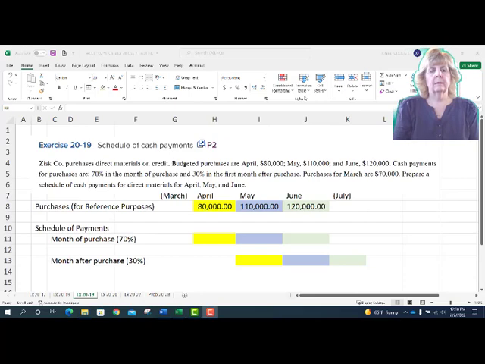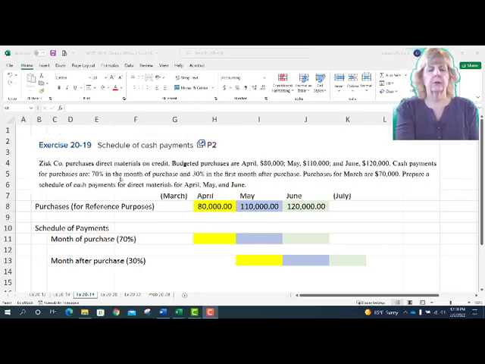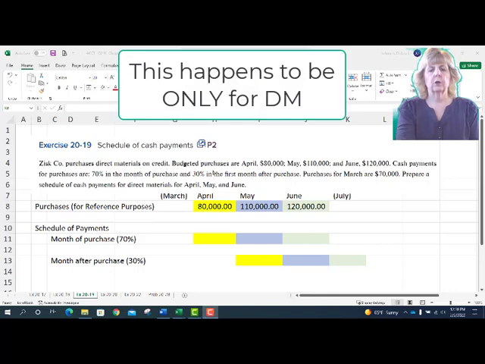Along the same lines is a schedule of cash payments. The goal is to schedule out the timing of the cash payments, and once again, this supports a line item on the cash budget that we started off the day with. So let's read and then we'll work on this together. It says Zisk company purchases direct materials on credit. Budgeted purchases are, and they give us April, May, and June. Okay, I went ahead and wrote those in on our schedule.